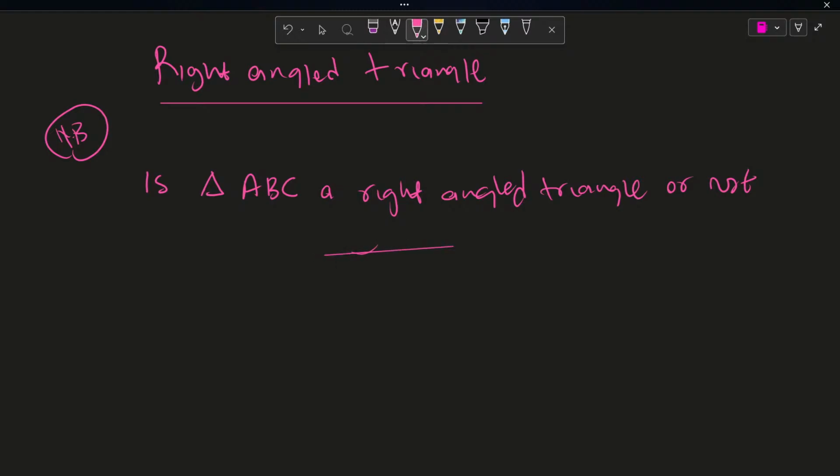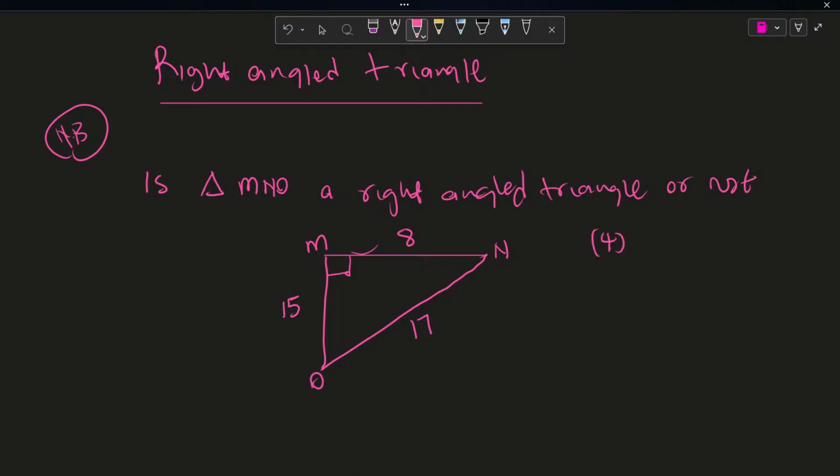Okay. I'm going to give you a difficult one. 17, 15, and 8. I'll call this one triangle MNO. 4 marks. Do it. Try to be quick.